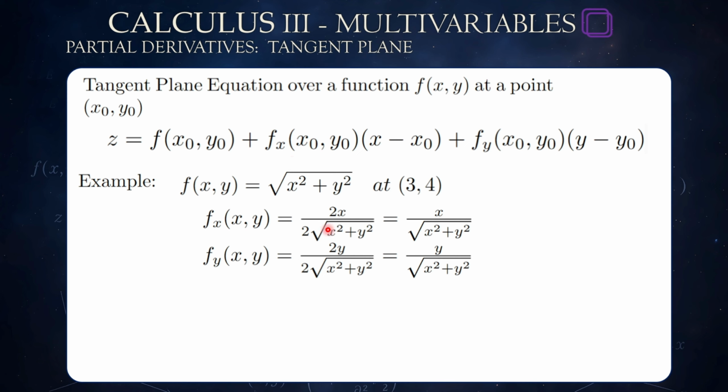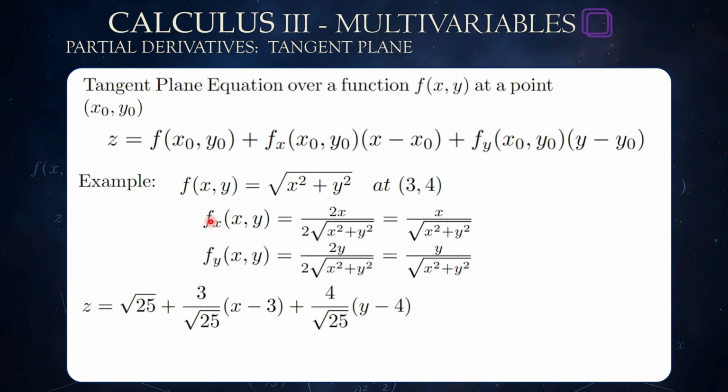So 2x divided by 2 square root of x squared plus y squared equals x divided by the square root of x squared plus y squared. Derivation against y, the same thing, is 2y divided by 2 square root of x squared plus y squared, or y divided by the square root of x squared plus y squared.